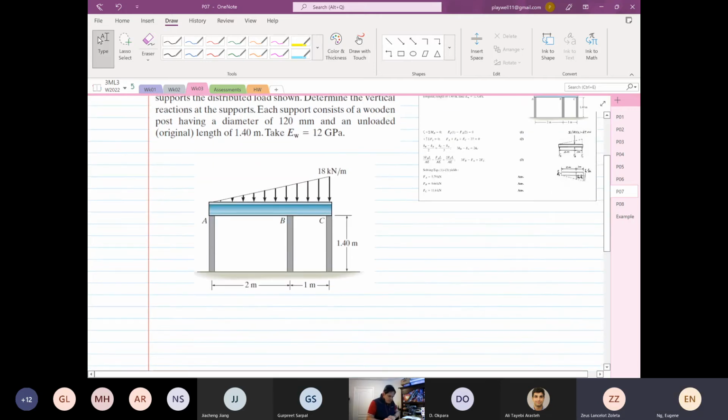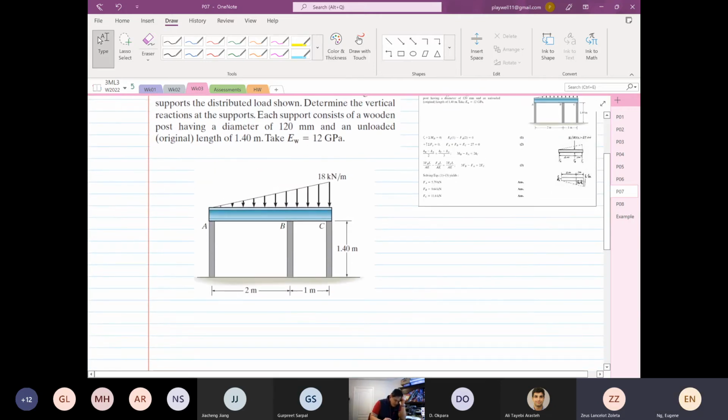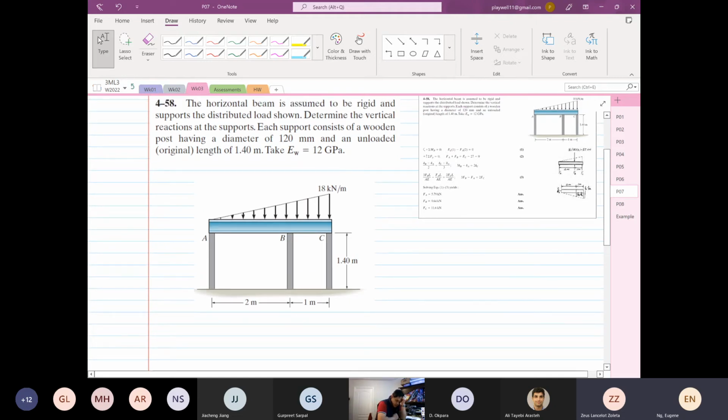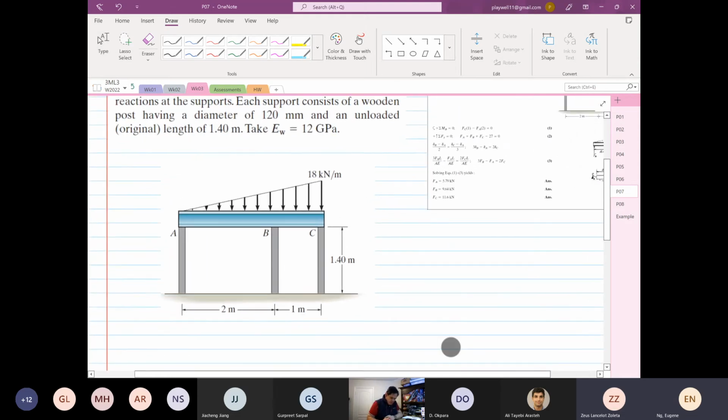So from here, what we are given is a gradient distributed load, and we determine the reaction at the support, given that the diameter is 120 millimeters and the unloaded original length is 1.4. Take the Young's modulus of wood. Okay, so let's compile what we have first.